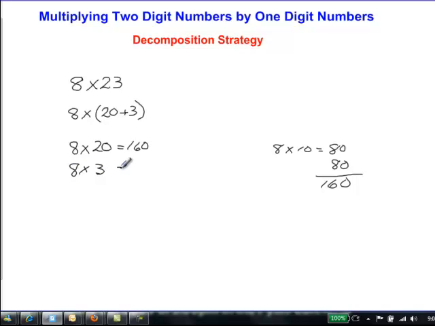The final step is to add the partial products of 8 times 20, which is 160, and the partial product of 8 times 3, which is 24, for a final answer of 184.